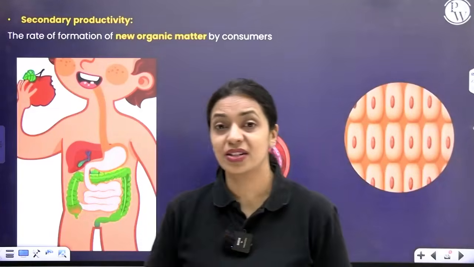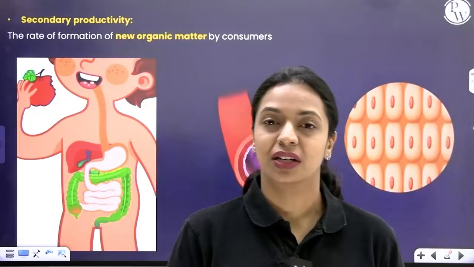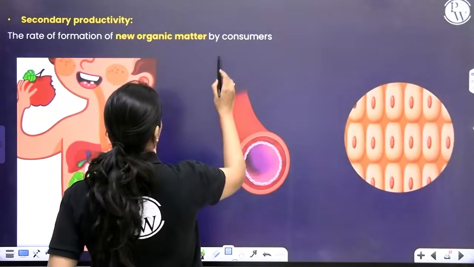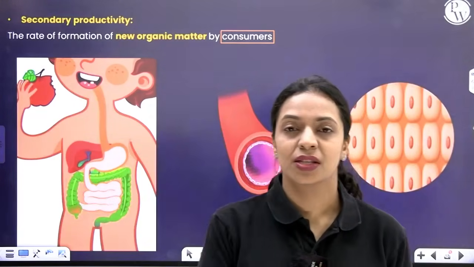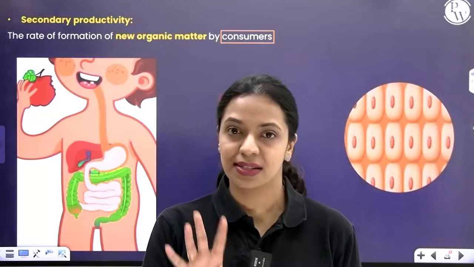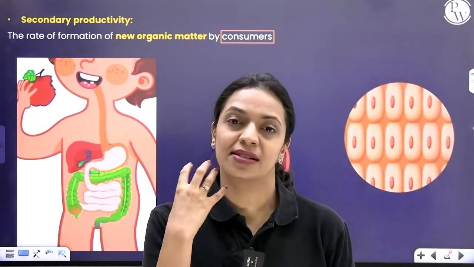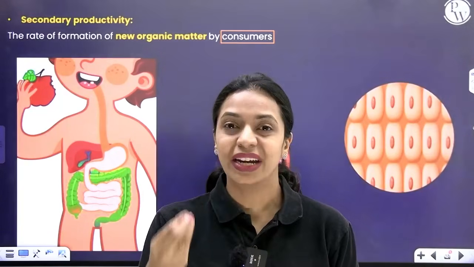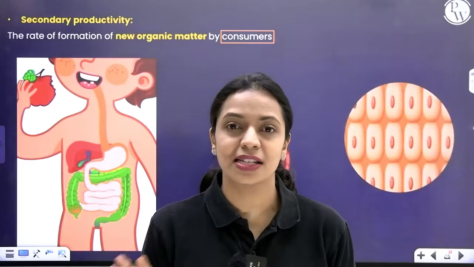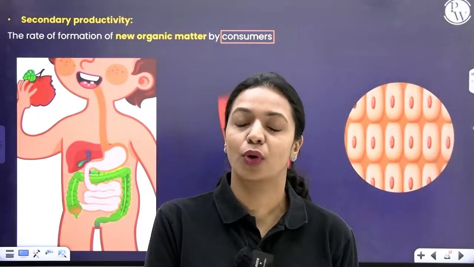Now let's talk about secondary productivity. Whenever we say secondary with respect to productivity, we are talking about heterotrophs or consumers. When you eat a plant, let's say we're eating some rice, in rice there is starch. When you eat the starch present in rice, does it remain starch in your body? It doesn't remain starch. Or you're eating protein, you're eating dal, let's say. Dal has protein. So when you eat that dal, does the protein remain protein in your body?